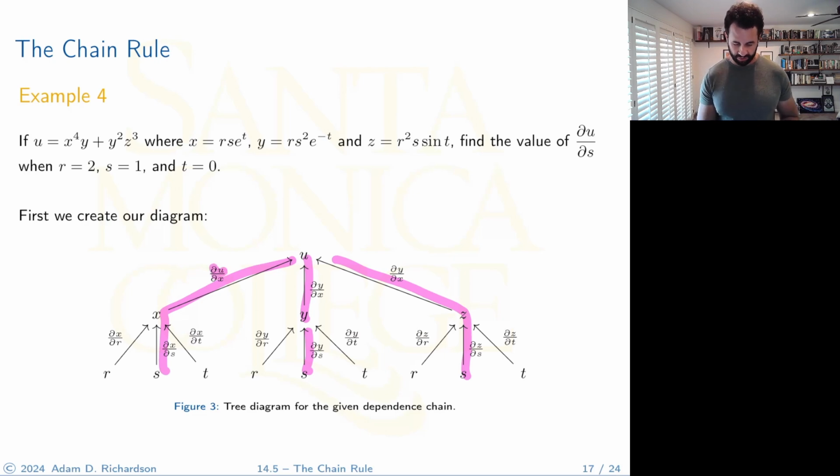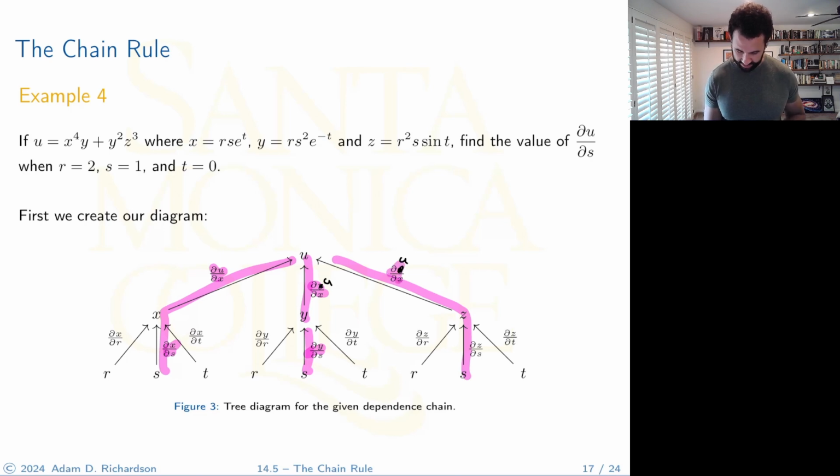So we'll do partial u, partial x, partial x, partial s, partial u, partial y, partial y, partial s, partial, oh, is that a typo? That is a typo. Sorry, this should be a u. There we go. And this should be a u too. That's a copy paste error, my bad. X, X, X, Y, Y, Y, Z, Z, Z. Copy paste error, my apologies.